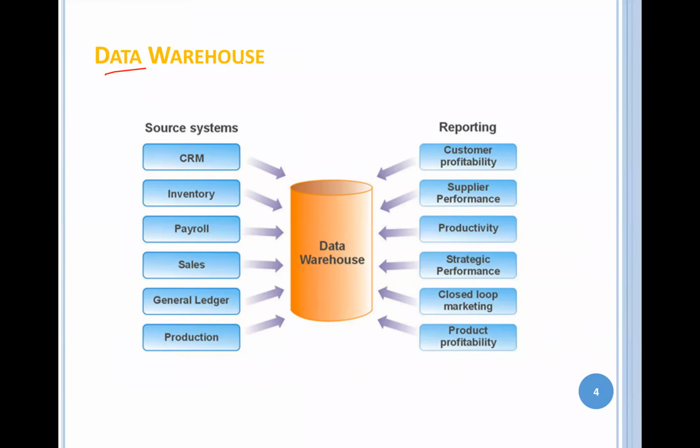And this is the functional architecture of our data warehouse. This is the data source system. You can see the source systems are CRM, customer relationship management, inventory, and payroll information. Mostly our companies will use payroll in SAP, right? Yes, sales, general ledger, and production data. All these data are in the source system, and we are collecting the data into the data warehouse. From the warehouse, it will be taken for different kinds of reporting, like customer profitability, supplier performance, productivity. These are all different metrics.